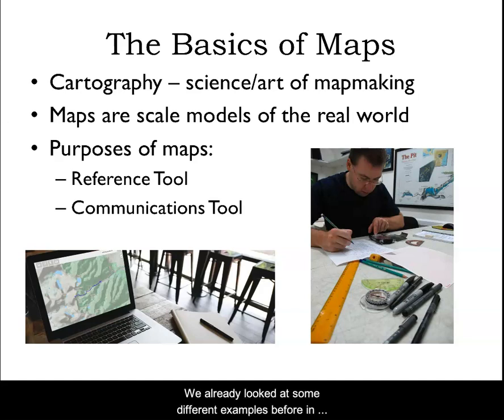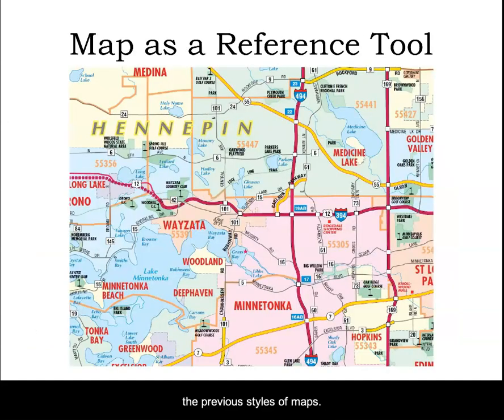We already looked at some different examples before in the previous styles of map. So here you can see a reference map being used as a reference tool. You've got the western Twin Cities here, and say you're at Ridgedale Shopping Center, which is on Interstate 394, Highway 12. It's just to the right of the center of the middle of the image, and say you wanted to get up to Plymouth Creek Park and you weren't sure how to do it and you didn't have your phone, but you had this map.